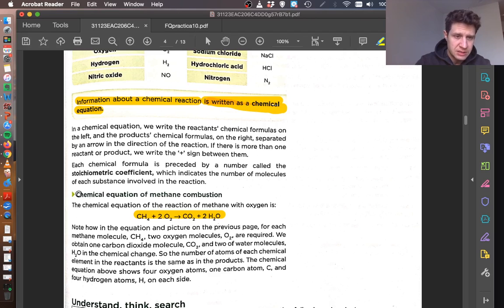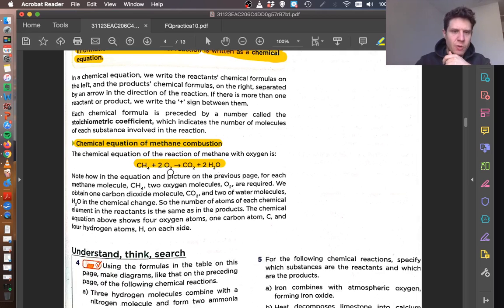Why do we have a chemical equation? Because it helps us to know how many molecules are there in the reaction. So how many molecules of methane do we need for methane combustion? We need only 1 molecule of methane. And how many molecules of O2? 2 molecules of O2. And as a result, how many molecules of CO2 are generated? 1 molecule of CO2. And how many molecules of water? 2 molecules of water. Simple as that.